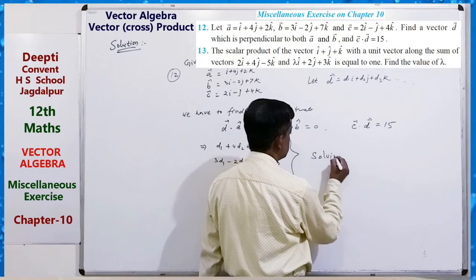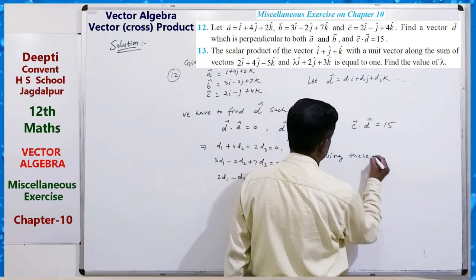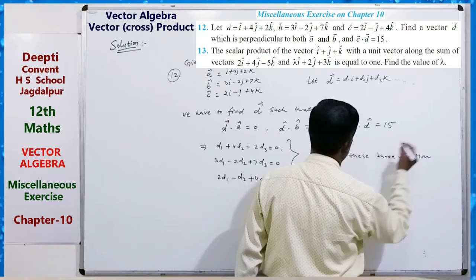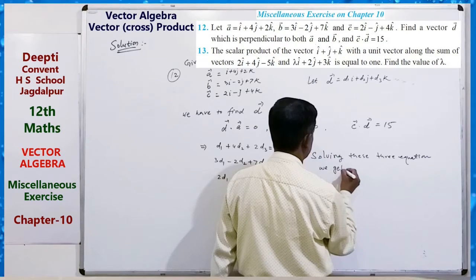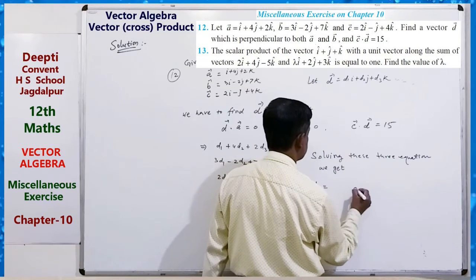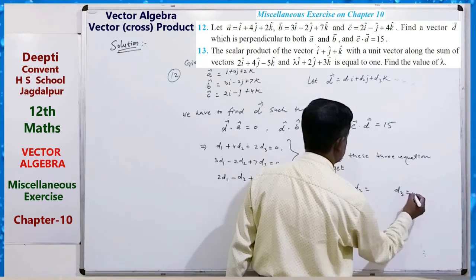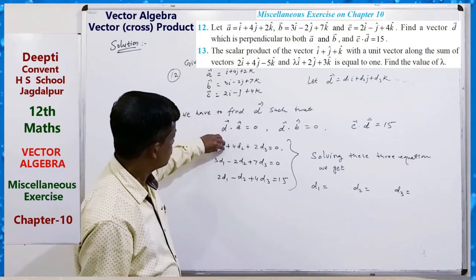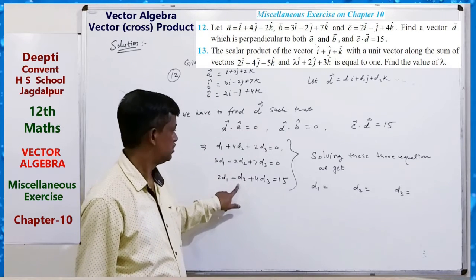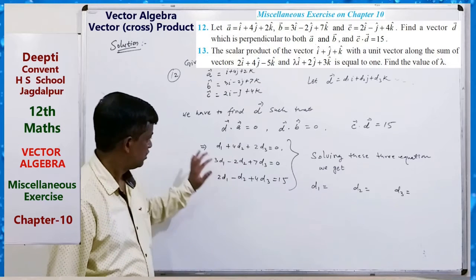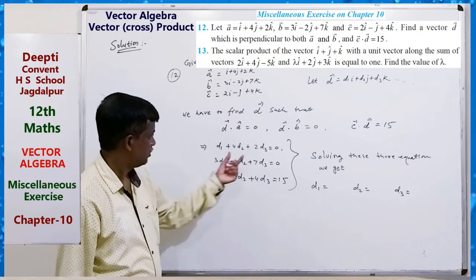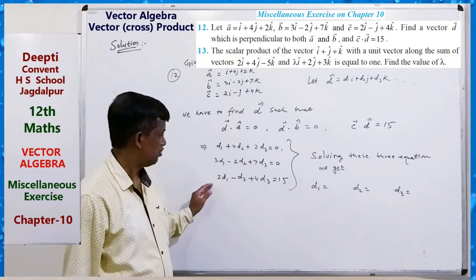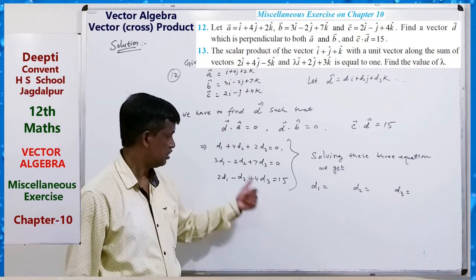Solving these 3 equations, we get D1, D2, D3. You can get the solution. Just put here, from here, D1 equals, in this equation, D1 equals, transferring to the right hand side, put here, and we get a new equation in D2 and D3.